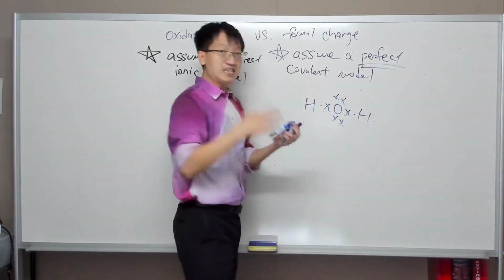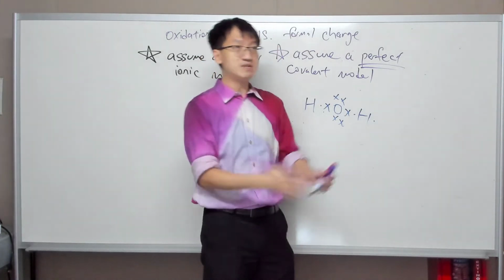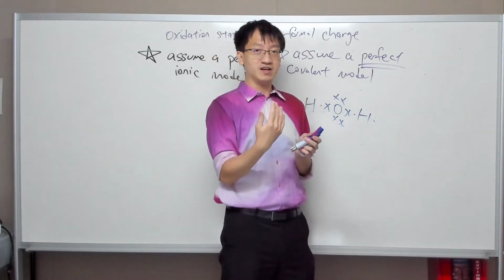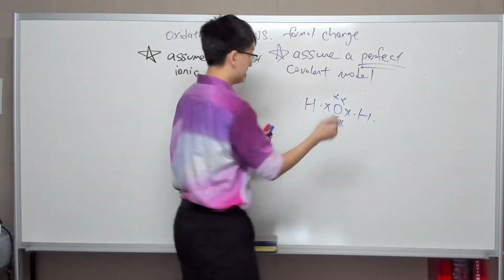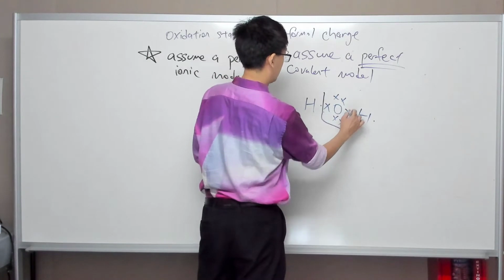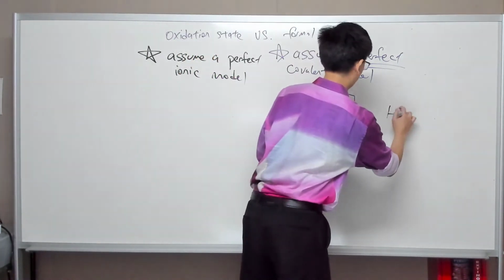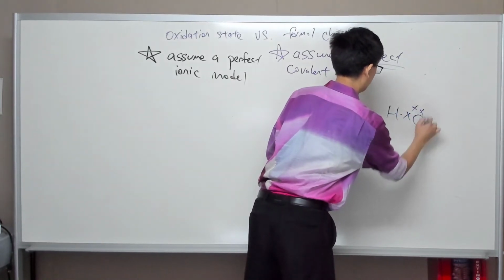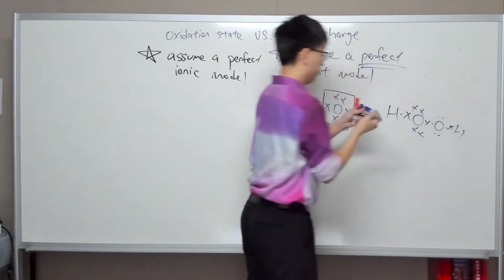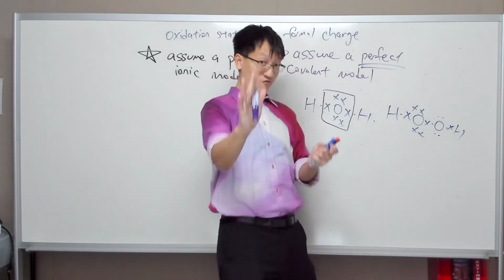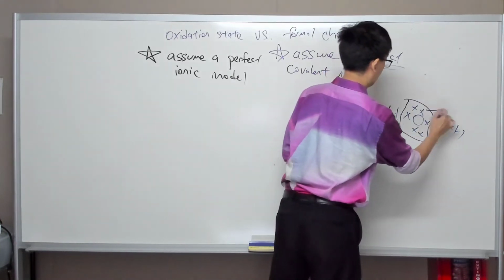If you assume a perfect covalent model, that means that there is no difference between O and H. So each of us will take back our own electrons. In that case, when we draw the boundary, it will look like this. The same goes for H2O2. So for H2O2, it will be like this. Again, perfect covalent model, so the boundary will look like this, and then like this.